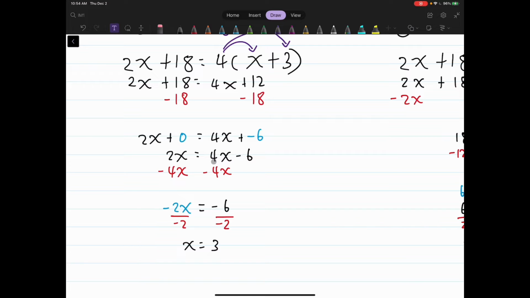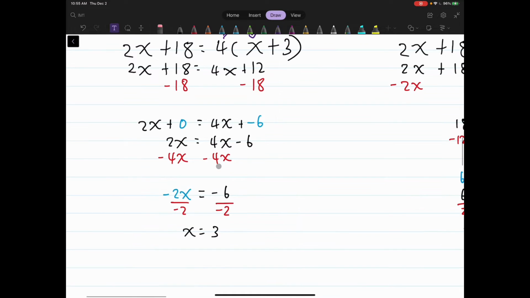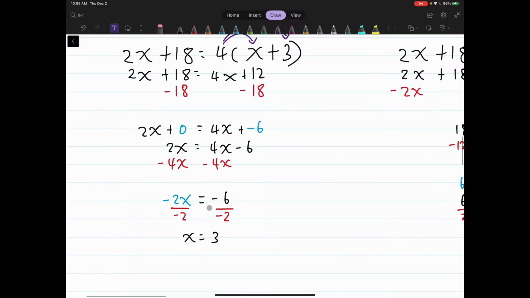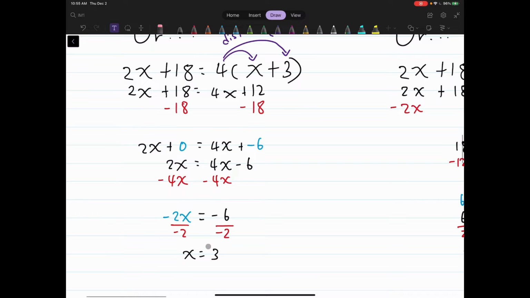And so why did I get rid of this 4x? Because I want all the variables on the left side this time, and I want all the numbers on the right side. So I got rid of this 4x on both sides, subtract 4x, subtract 4x. 2x minus 4x is negative 2x is equal to negative 6. Divide negative 2 on both sides, and then I have x is equal to 3. So this way I got x is equal to 3.